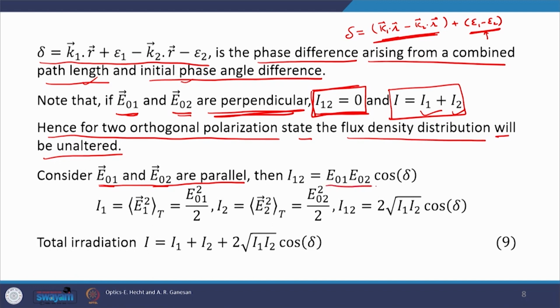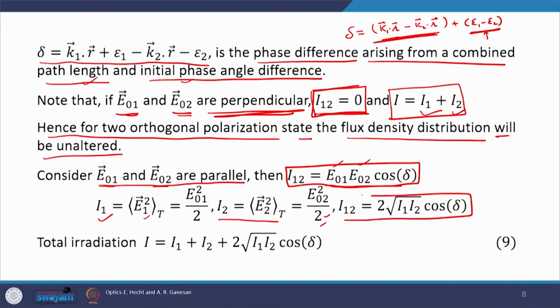We will have the maximum value out of the dot product now. The interference term would be equal to E naught 1 into E naught 2 into cos delta. Now, in this particular case, I1 would be the time average of E1 square, which is equal to E naught 1 square by 2. Similarly, I2 is the time average of vector E2 square, which is again equal to magnitude of E naught 2 square by 2, and similarly we can define the interference term. Once these are known, then the total irradiance will have this expression.